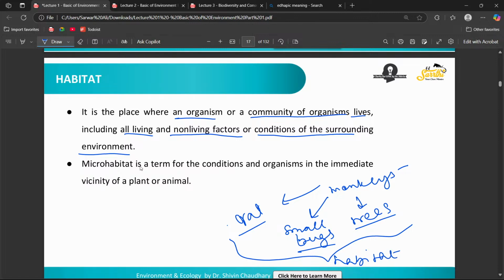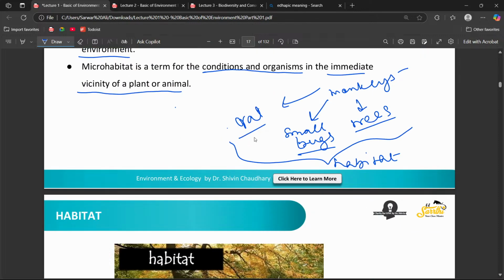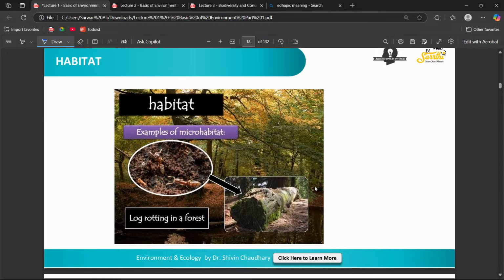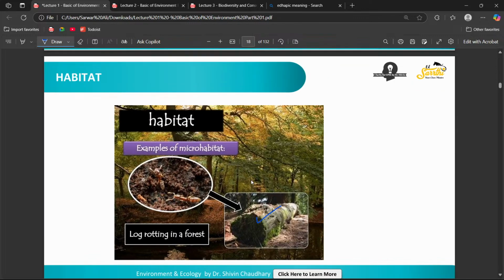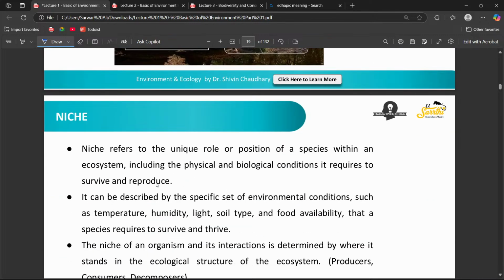What it needs. A microhabitat is conditions. A microhabitat is a term for conditions and organisms in the immediate vicinity of the plant and animal. So basically if it is for a plant, let's say, what soil conditions it is requiring, right? What wind is interacting, what insects are interacting directly with it, is its microhabitat. And habitat is basically everything that surrounds it and allows it to live a well lifestyle. Microhabitat example, there is a log which is a piece of wood rotting in a forest. There is moss on it, a lot of saprophytes must be on it, insects on it which are feeding. So it is a microhabitat.